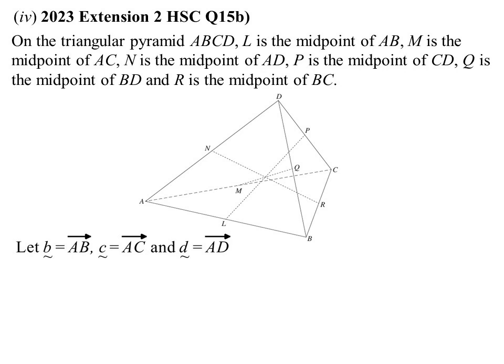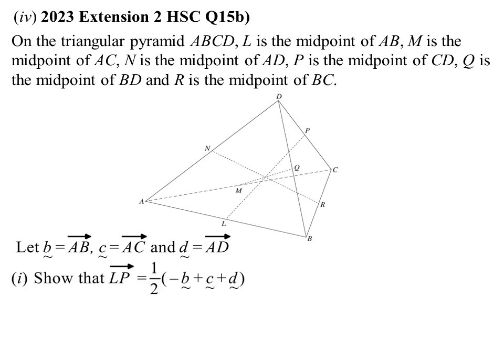We were given this triangular pyramid and we've been told certain things about it. So L's the midpoint of AB, M's the midpoint of AC, N's the midpoint of AD, P is the midpoint of CD, and Q is the midpoint of BD. So there's lines going everywhere here. Oh, I forgot about R being the midpoint of BC. There's another point. They've told us that the vector AB we're going to call B, the vector AC we're going to call C, and the vector AD we're going to call D.